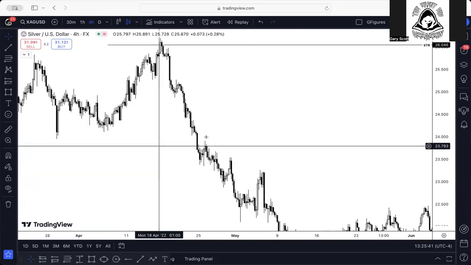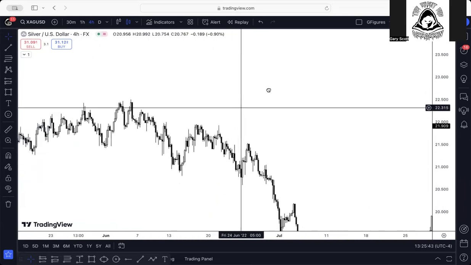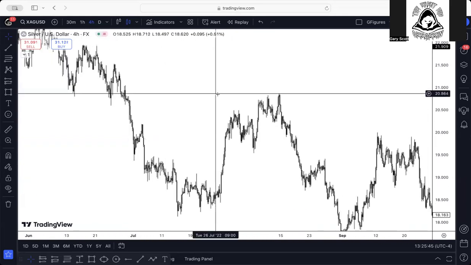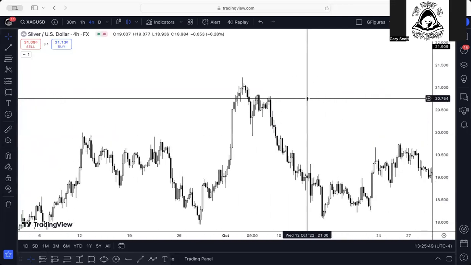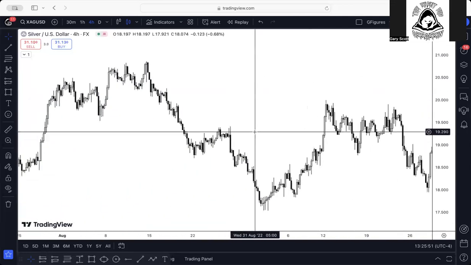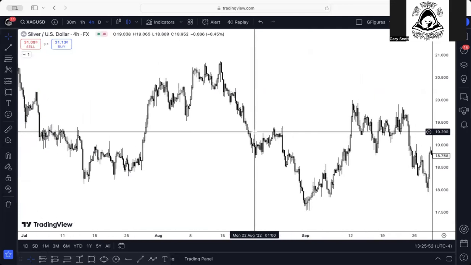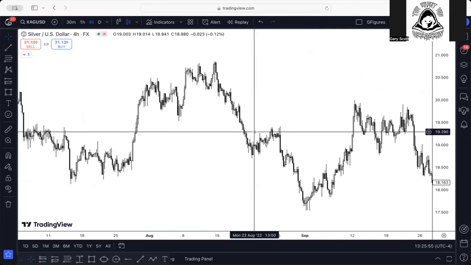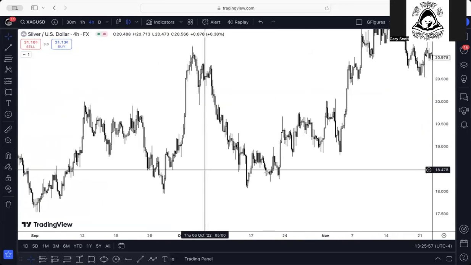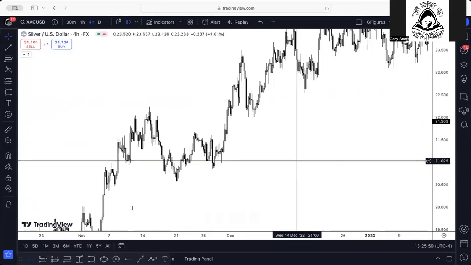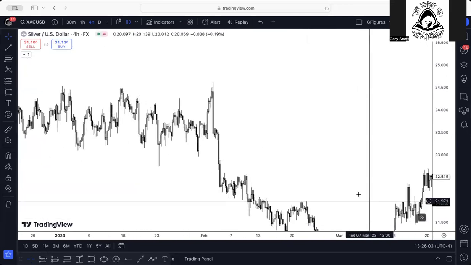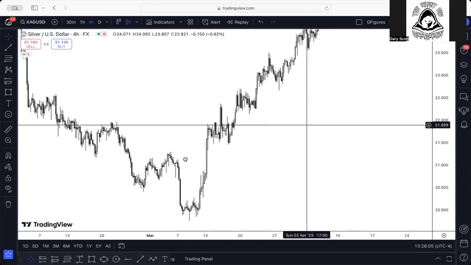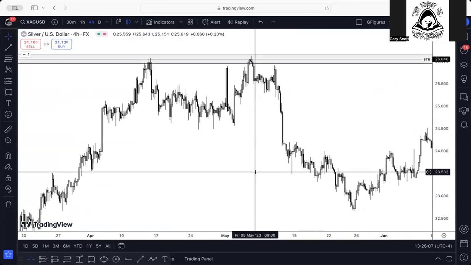So let's go and find a downtrend. I passed a couple, but I want to find some that'll be a little bit cleaner for you to see. So now let's find a good downtrend that we can use.